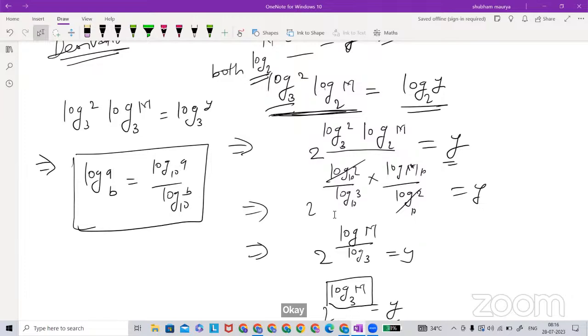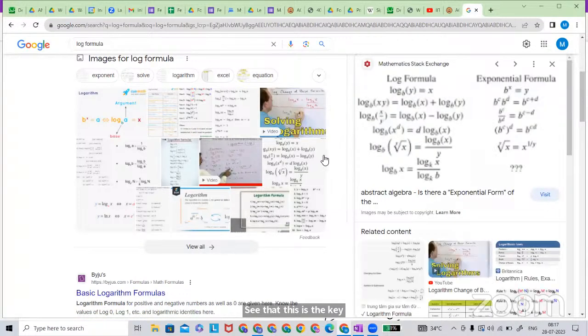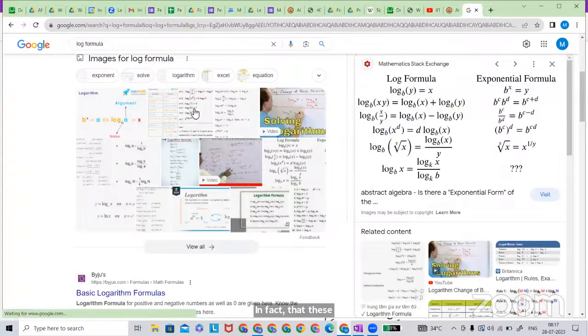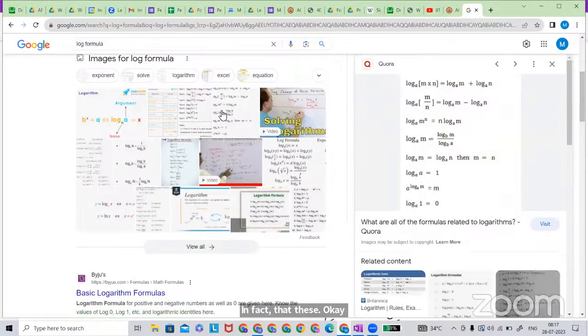And the list of log formulas you can search on Google very quickly. You can get this here. See, this is the K, this is B, and it is also written in exchanging form. But the conversion is very difficult. By practice only we will get it, sir. So we need some more.